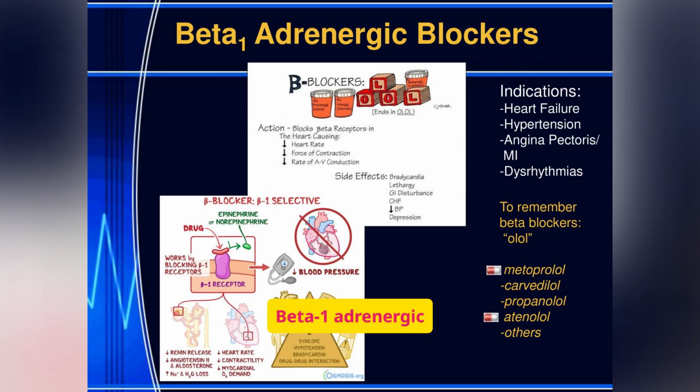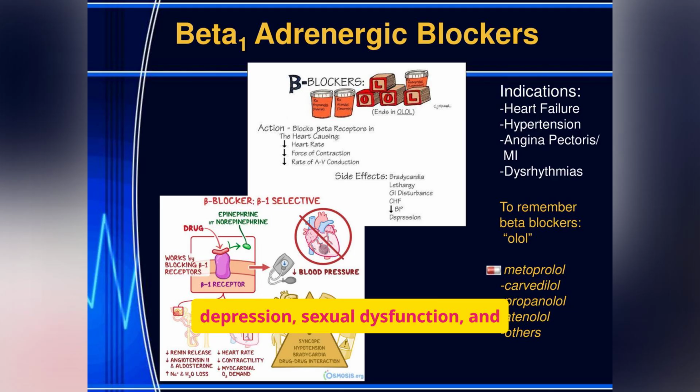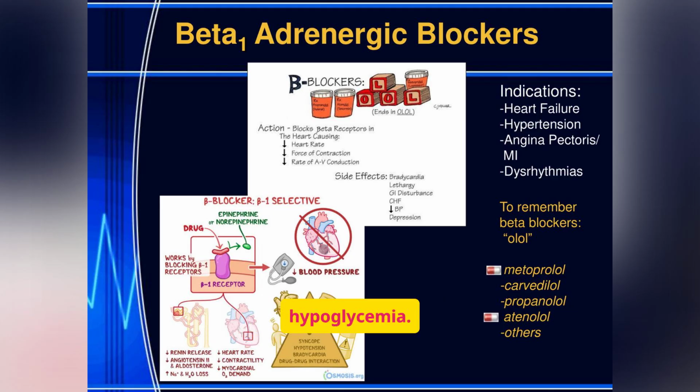Beta-1 adrenergic blockers work by blocking beta receptors in the heart. We'll discuss their actions, side effects, and indications. These drugs slow the heart rate, reduce the force of contraction, and lower BP. They're used for hypertension, angina, heart failure, and post-MI. Side effects: bradycardia, fatigue, depression, sexual dysfunction, and potential masking of hypoglycemia.